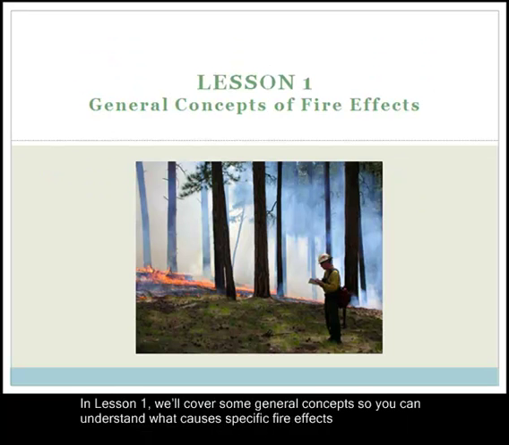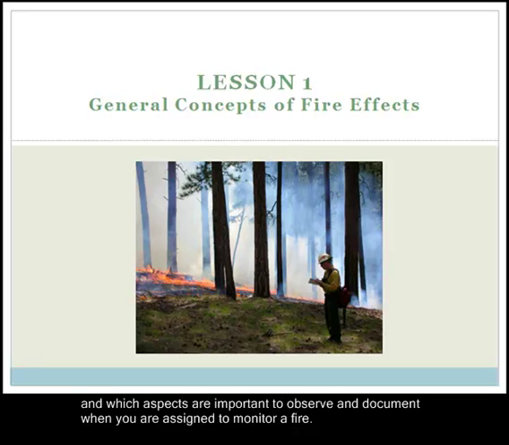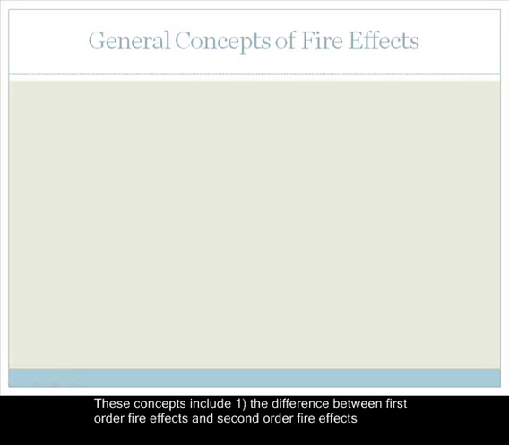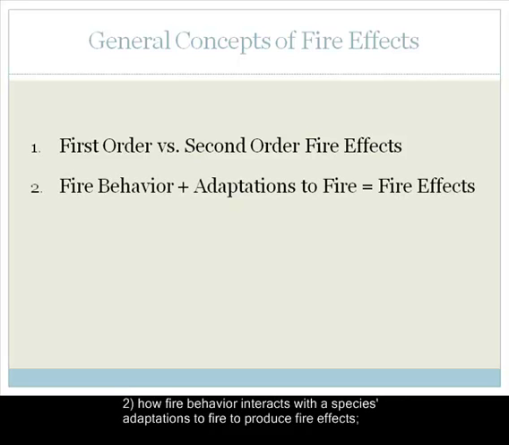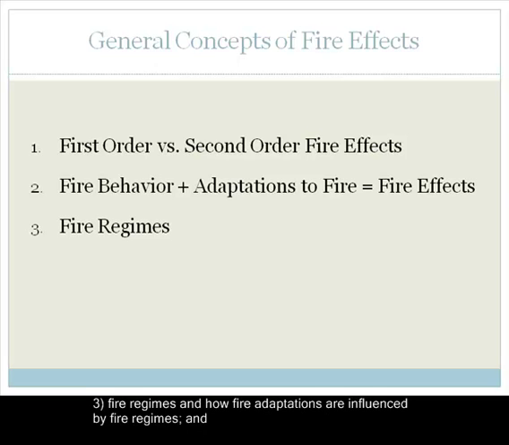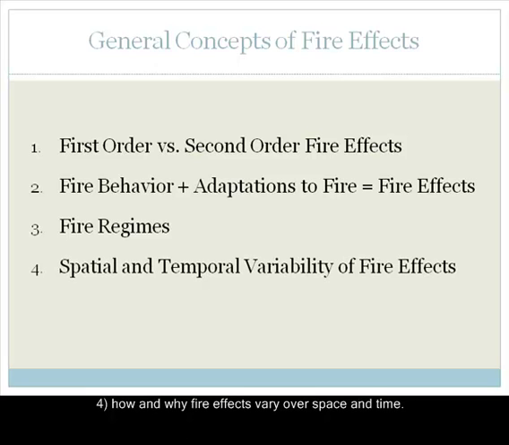In Lesson 1, we'll cover some general concepts so you can understand what causes specific fire effects and which aspects are important to observe and document when you are assigned to monitor a fire. These concepts include: 1. The difference between first-order fire effects and second-order fire effects, and how this difference relates to the positions of Fire Effects Monitor and Field Observer. 2. How fire behavior interacts with a species' adaptations to fire to produce fire effects. 3. Fire regimes and how fire adaptations are influenced by fire regimes. And 4. How and why fire effects vary over space and time.